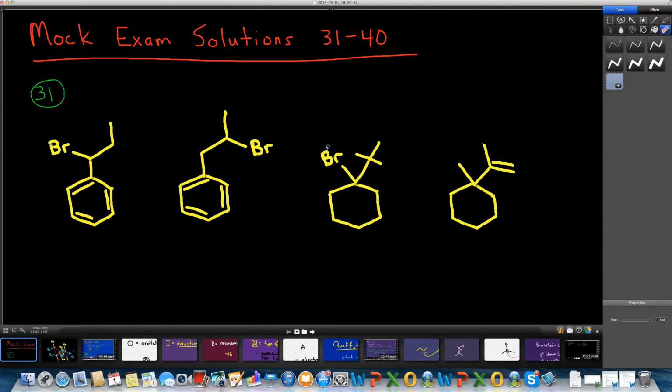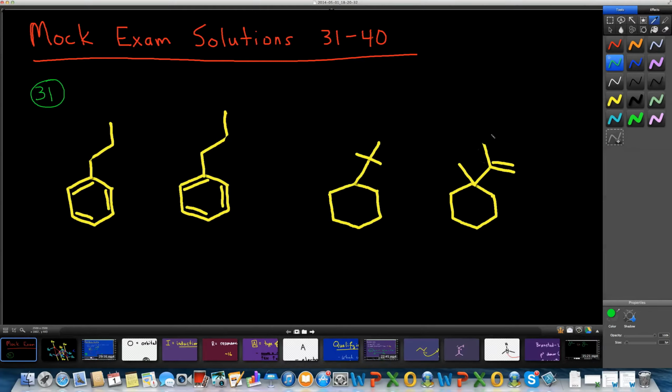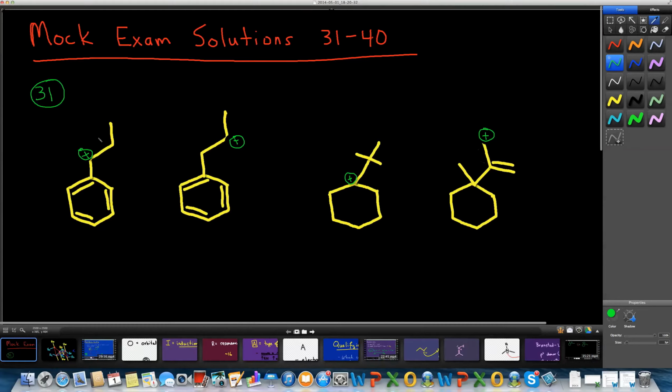So the defining characteristic of an SN1 reaction is that it leaves a carbocation intermediate. And we know that carbocation intermediates can be stabilized either by resonance or by induction. And so our carbocations are as follows. And we can characterize all of these.